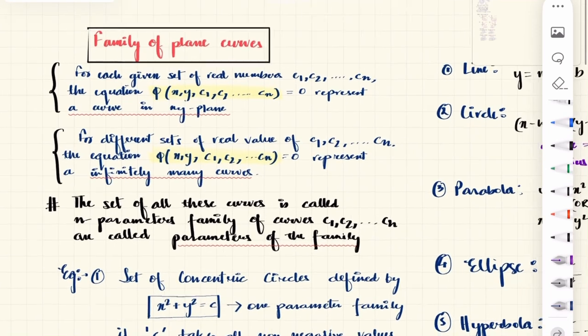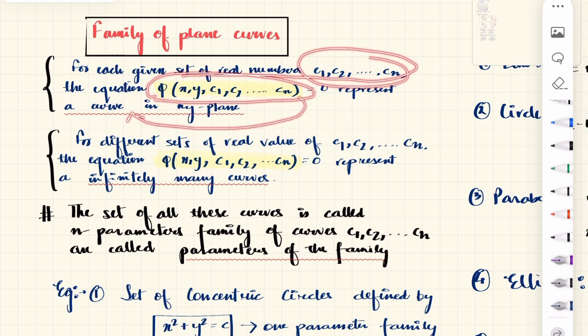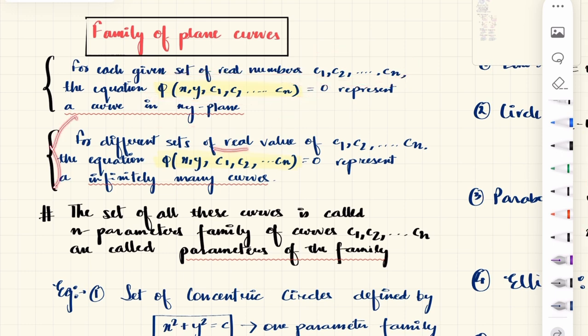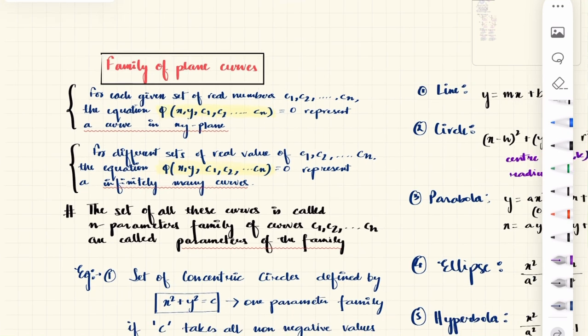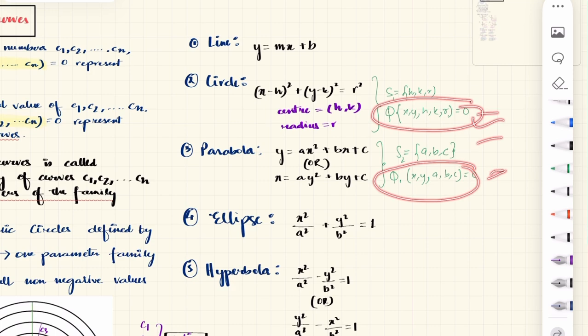This is what I'm mentioning here. I'll repeat once more. The family of a plane curve, with real numbers for the different equations, forms different curves. The example I've already given. Different sets of real numbers have formed different equations, and different equations have different curves.